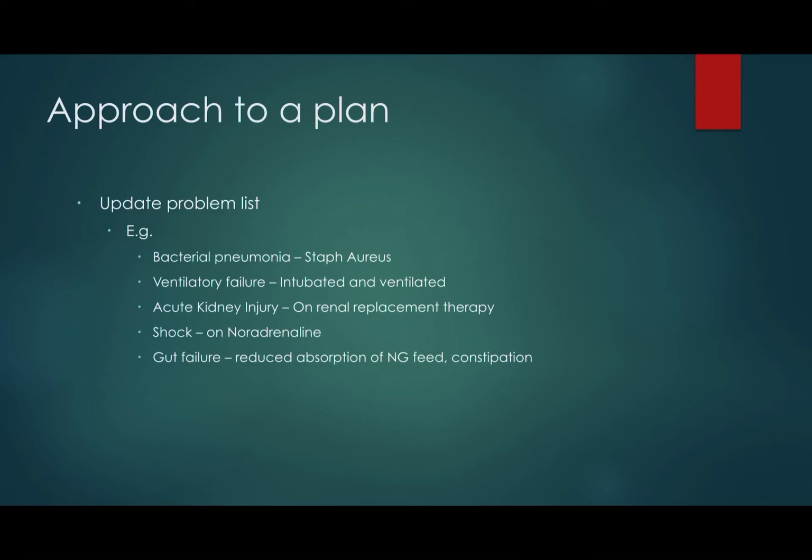Then the patient has ventilatory failure, and you need to say the status of that, so the patient's intubated and ventilated. This patient may also have some acute kidney injury, and then you should talk about the status of that. They're on renal replacement therapy, and you could even put in some results of what the acute kidney injury screen showed. The patient may have shock, so say that they're on noradrenaline, and that they may have gut failure and they're not absorbing their feed as well, and they may even have some constipation as well, they haven't opened their bowels. So it's really important to have that problem list up, because only by doing so will you know the things that you need to address in your plan.